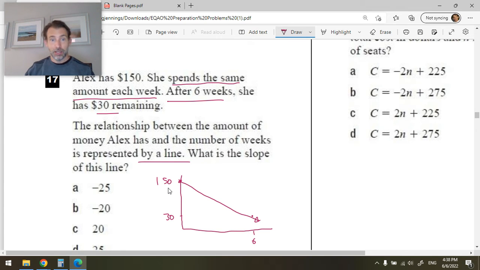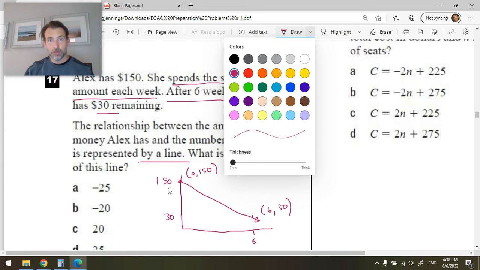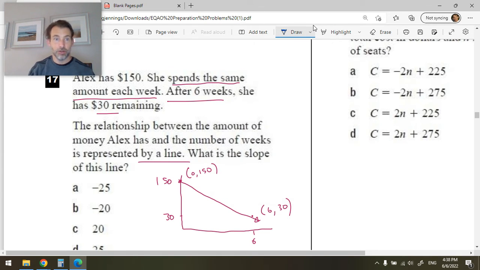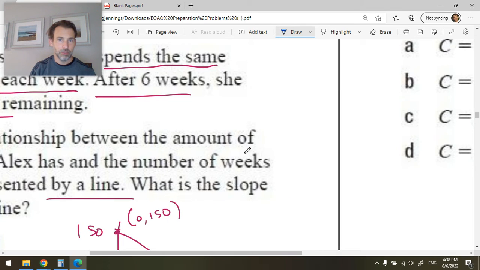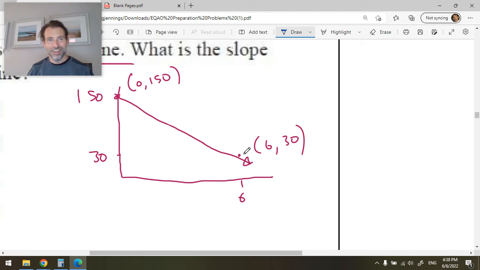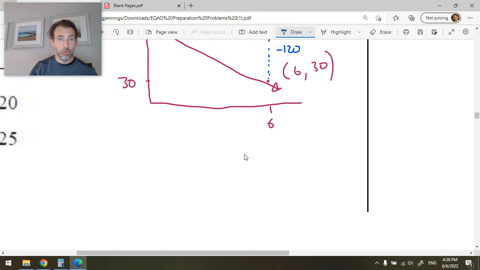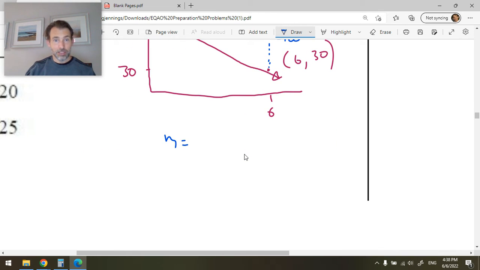All right, so let's figure that out. Label your points. That helps. This is (0, 150), and this is (6, 30). Okay, what's the rise and run? Let's do another color to delight the senses. Zoom right in here. Whoa, we're really zoomed in. Okay. All right. So we run 6 weeks. We rise negative $120.